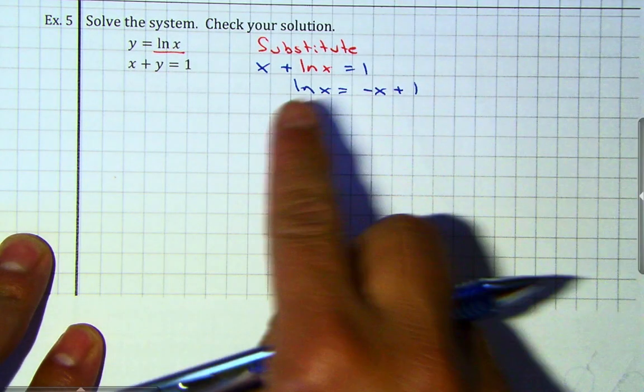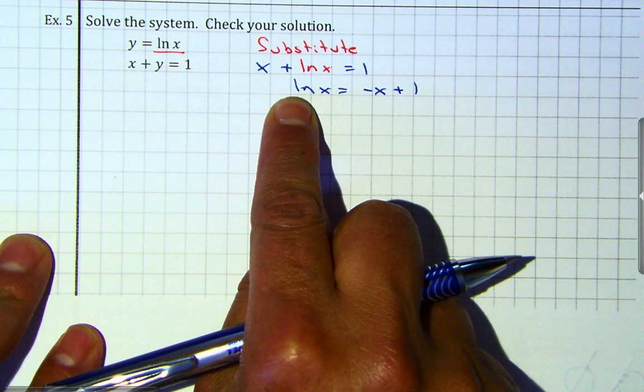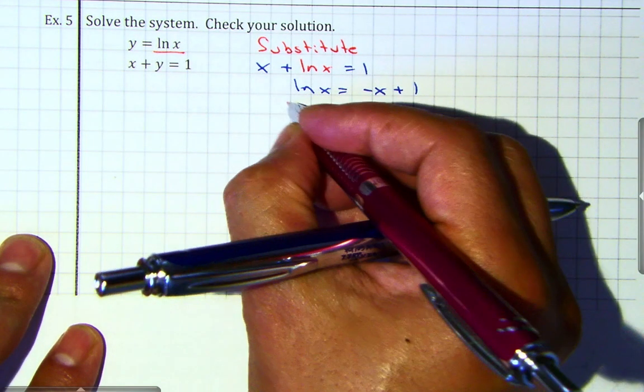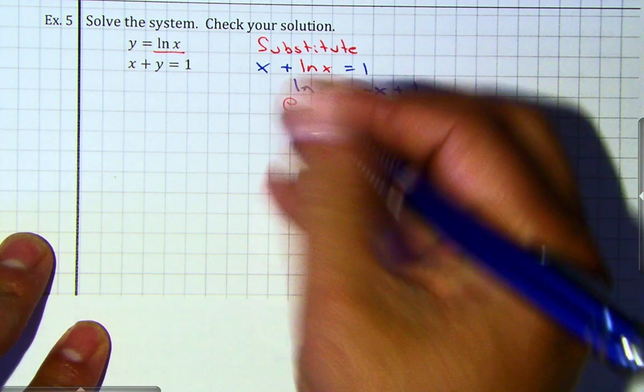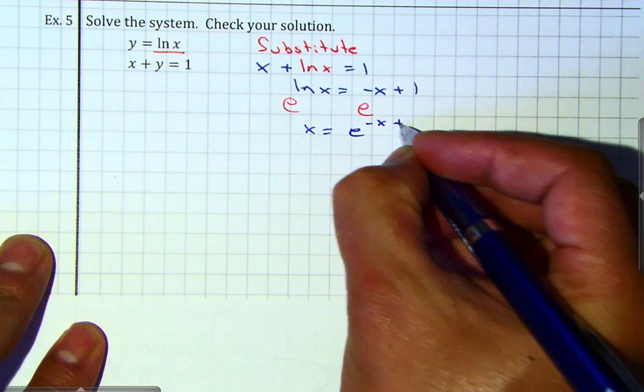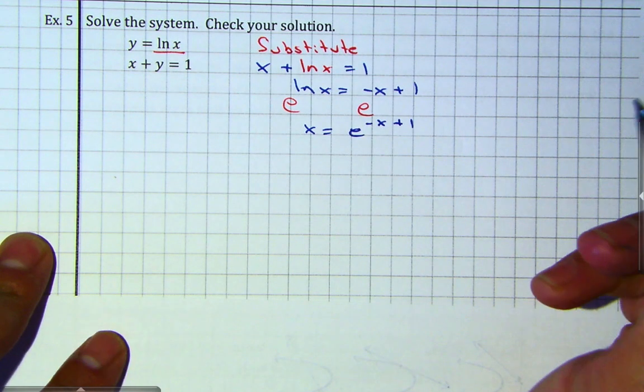Then how do I get rid of the natural log? To get rid of the natural log, I'm going to use the base e, correct? So that cancels out. So therefore, x equals e to the negative x plus 1. But now the x is the exponent.